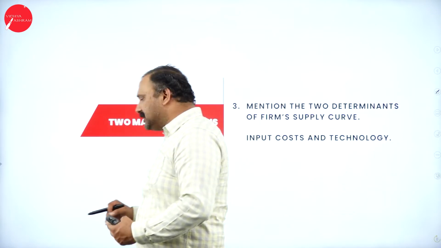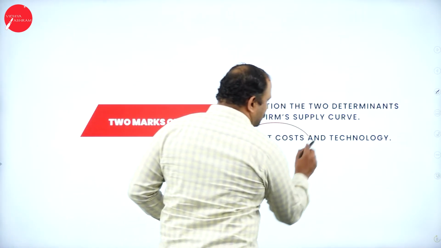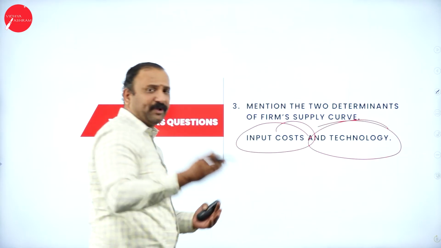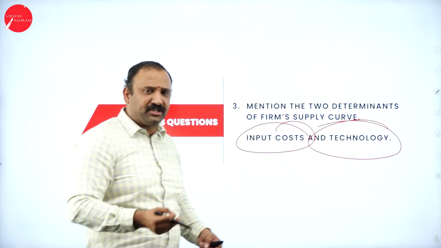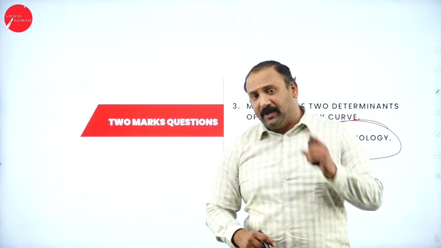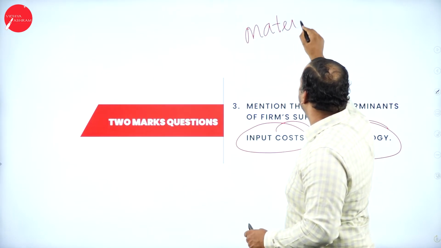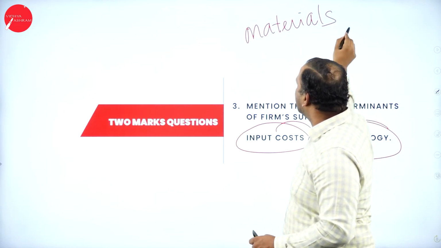Followed by, mention the two determinants of the supply curve altogether. And as I've told you, the input cost and the technology factor, we have discussed about it in the chapter summary, but nevertheless, let's try to again revisit the concept here. When I say input costs, the material factors. Now that's very, very important here.